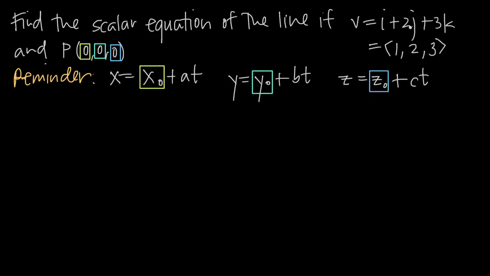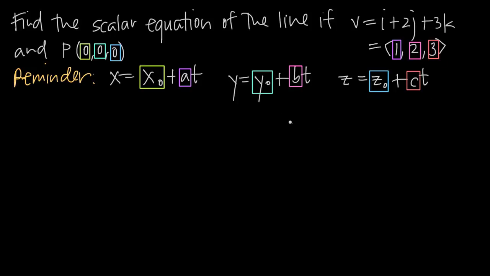So that's how we're transferring the coordinate point into these three equations. And then the values that we pull out of this vector equation, the coefficients on i, j, and k, 1, 2, and 3, they go in for a, b, and c. So the coefficient on i always goes in for a. The coefficient on j, in this case 2, is always going to go in for b. And then the coefficient on k is always going to go in for c.